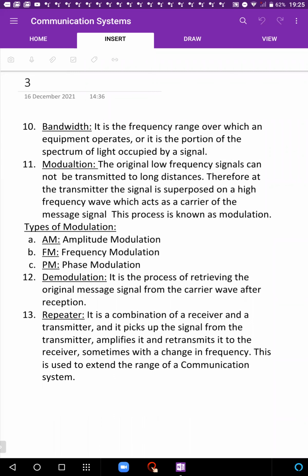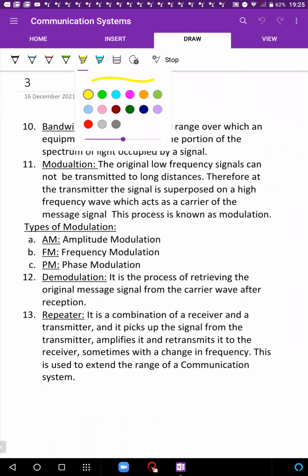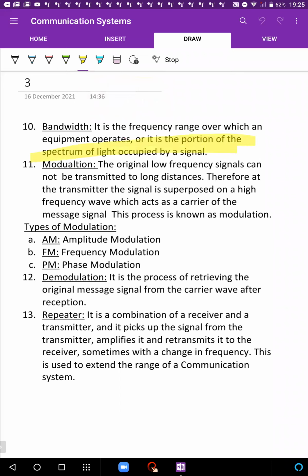Then you have bandwidth. Bandwidth is the frequency range over which an equipment operates, or basically the portion of the spectrum of light occupied by a signal. Even as we transmit light predominantly through radio waves, we can't just send any random frequency that we like. It's a properly regulated protocol. Telephones should operate in this frequency range, maybe television signals in that frequency range, and there is a body which decides that, called the International Telecommunications Union. They allocate different bandwidths.